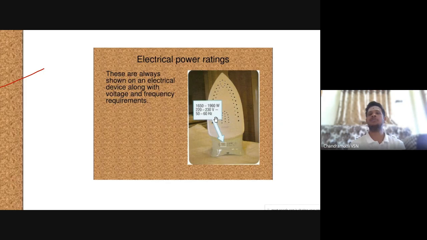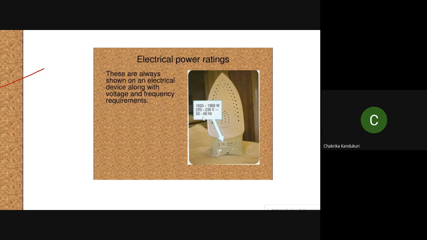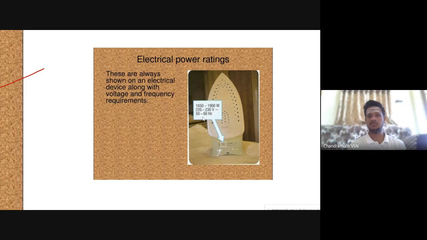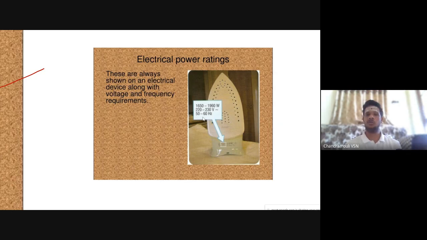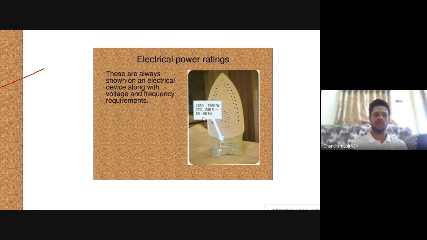So this electric iron will use power in between 1650 to 1960 watts, that much power it consumes. And voltage is given, you see, 220 volts to 230 volts, and it works under a frequency of 50 hertz to 60 hertz. Out of these three, beta, first one indicates power, second one indicates voltage, and third one indicates frequency.